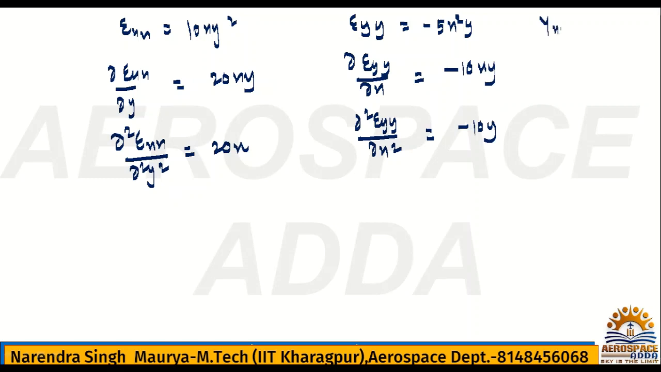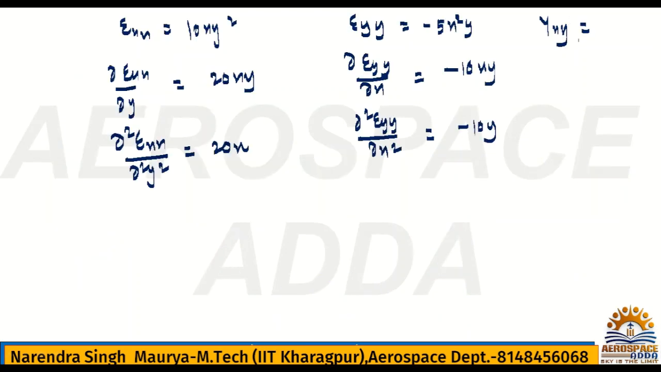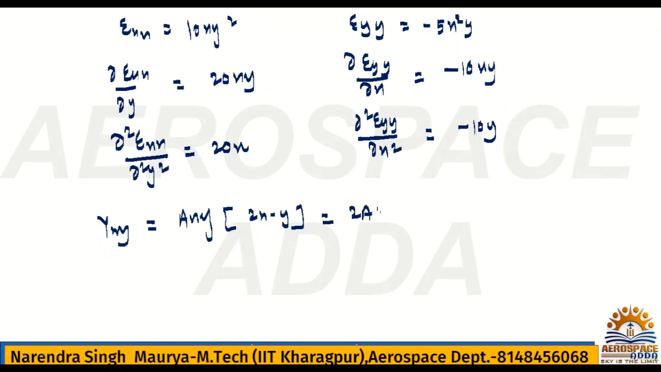Another is what? Gamma xy. It is axy, okay, better I will write here. No problem. What is the gamma xy? It is axy in bracket 2x minus y. Or we can open it: 2a x square y minus a x y square. Check compatibility equation.